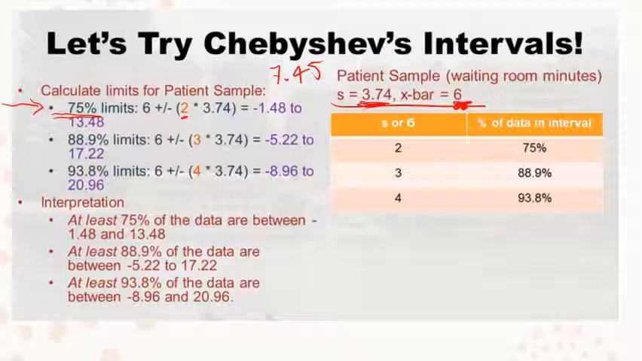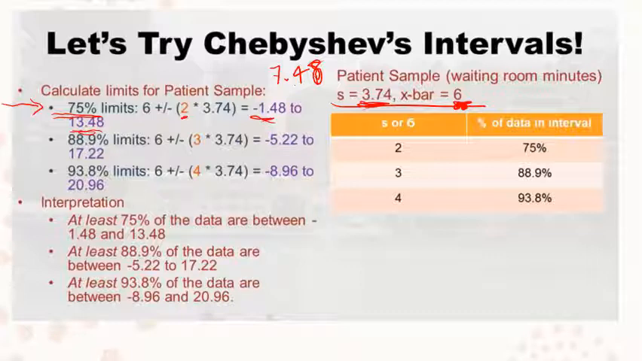If we subtract, 6 minus 7.48, we get negative 1.48. And when we add 7.48 to 6, we get 13.48. I'm sorry, this was an 8, not a 5. I did that wrong, my bad. But anyway, you get those answers. That would be your lower limit and your upper limit.